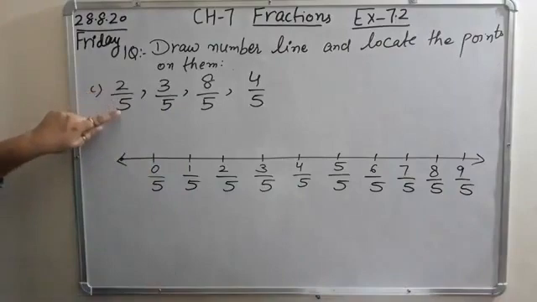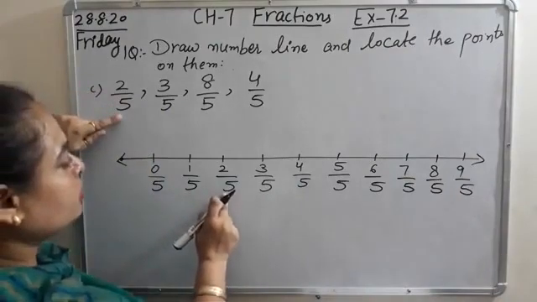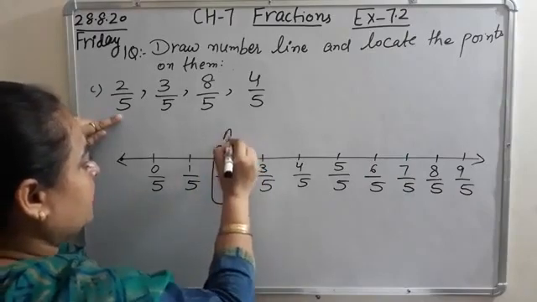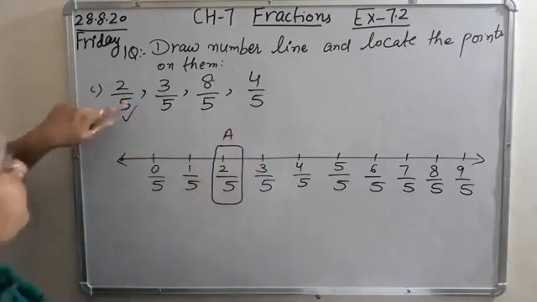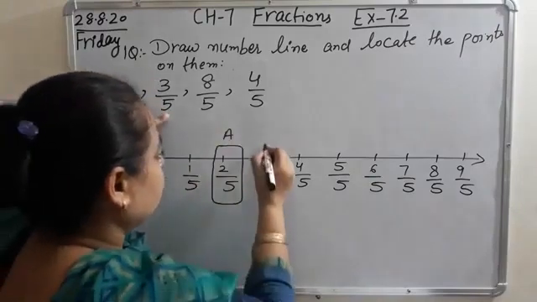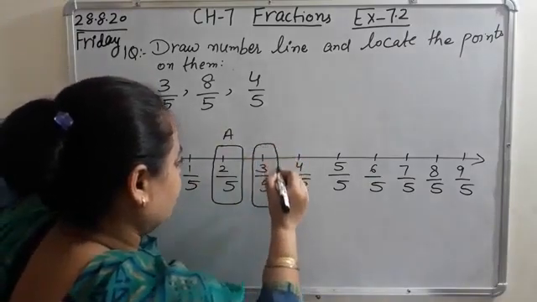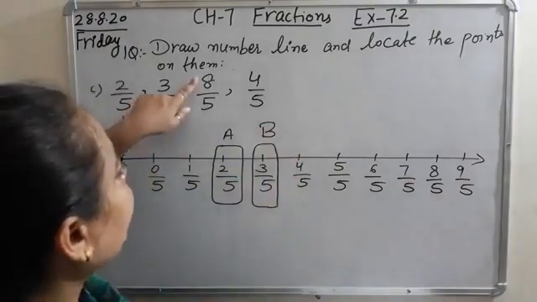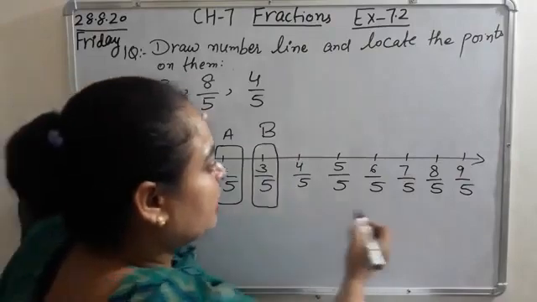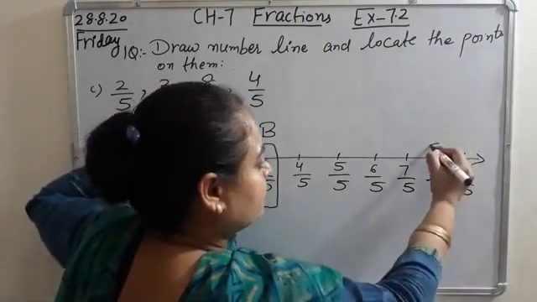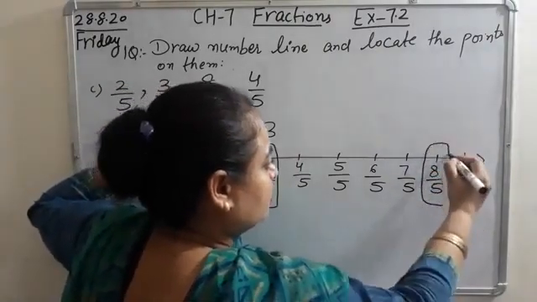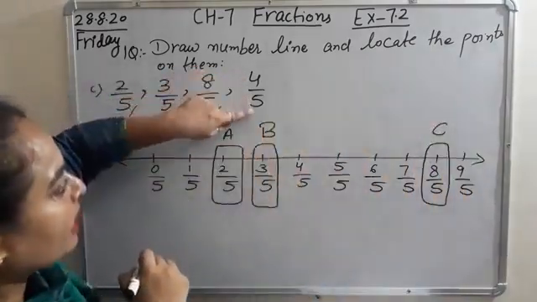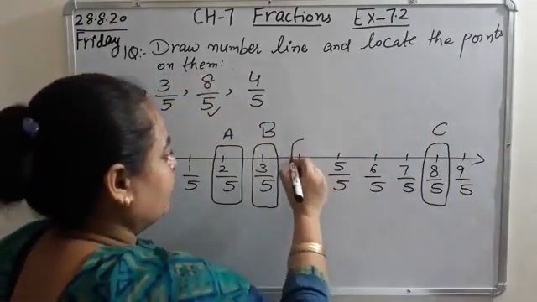First is 2 by 5. So this is your 2 by 5. Highlight. This is A. Done. Next is 3 by 5. This is B. Next is 8 by 5. Here is 8 by 5. So this is C and the last one is 4 by 5. So this is 4 by 5.